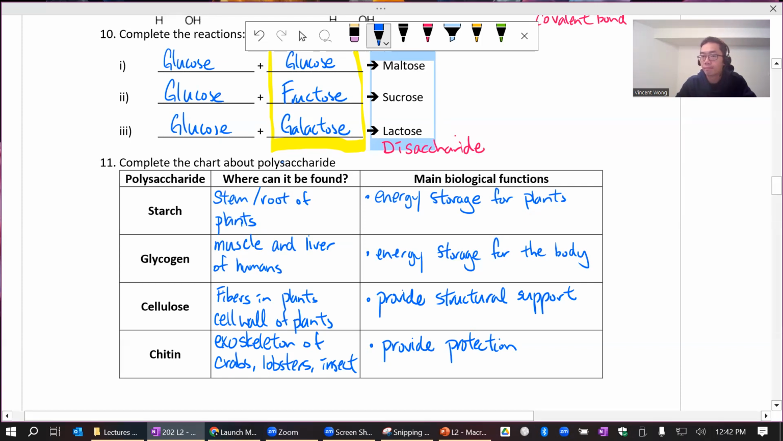So we said polysaccharide is the same as polymer? Okay, so I'm confused. Polymer is just a general term. Polymer means very long molecules that have repeating units. So when we talk about carbohydrates, the type of polymer that it has is called polysaccharide.